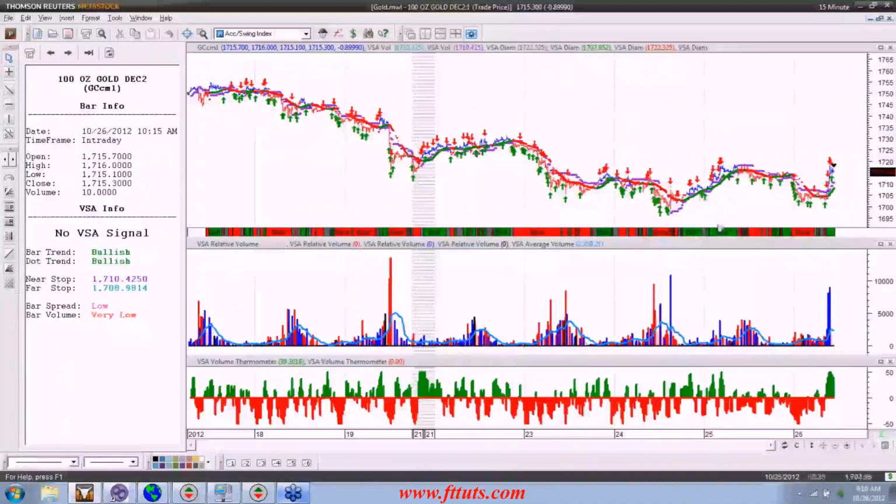Now, a couple of you asked about the thermometer and the way it's visualized here. What you'll notice is we've got bullish and bearish volume and bullish and bearish volume here.